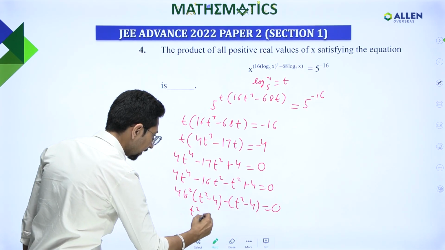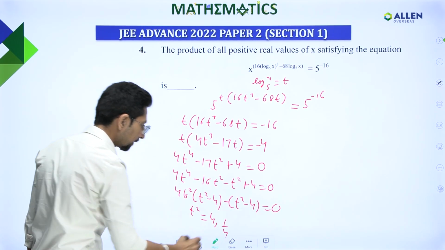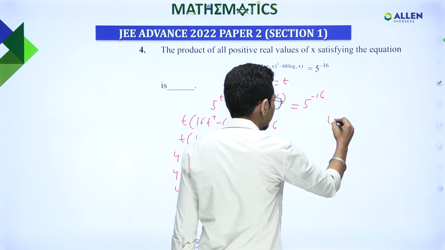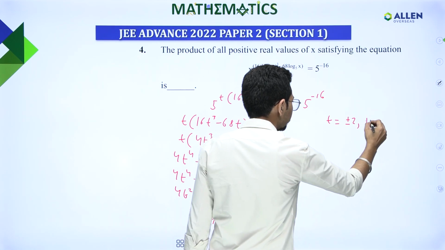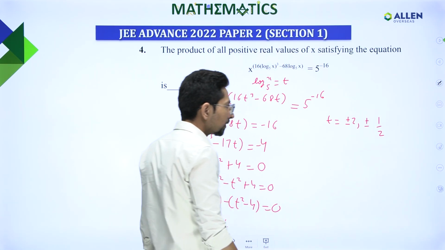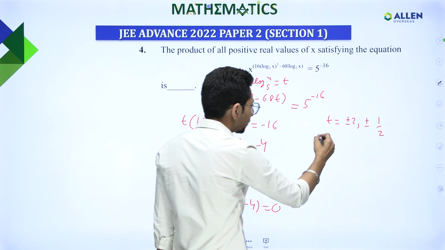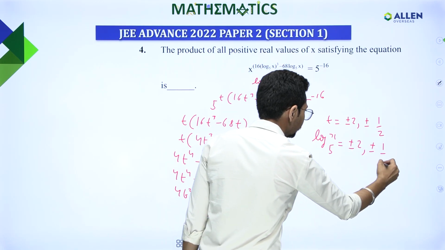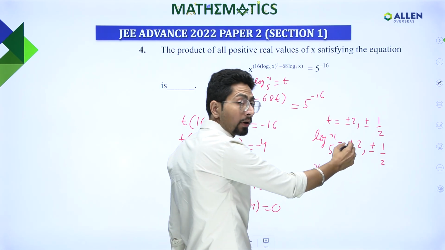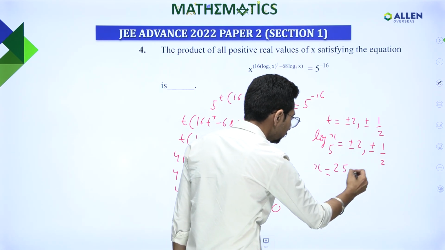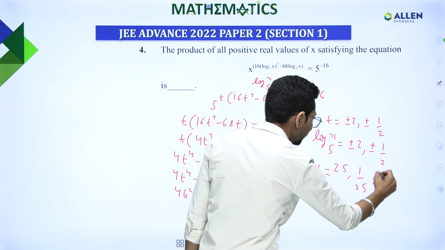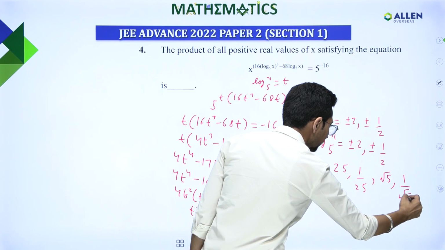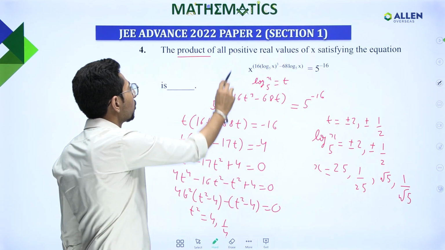T square is coming out to be either 4 or 1 by 4, right? According to this, t is plus minus 2 or plus minus half, and t is log x base 5. So from here x will be 5 power 2, which is 25, 5 power minus 2, which is 1 by 25, 5 power 1 by 2, that is root 5, and 5 power minus 1 by 2, that is 1 by root 5. We have been asked the product of all positive real values.